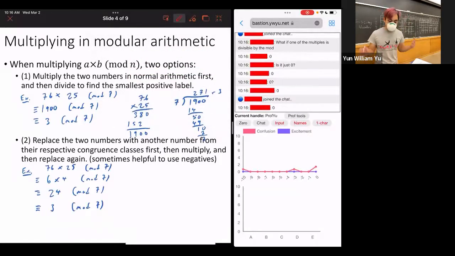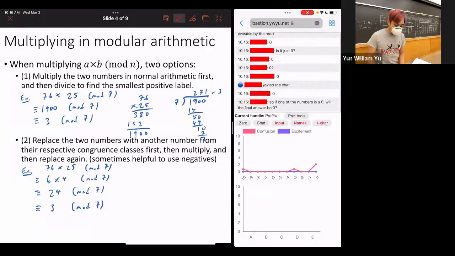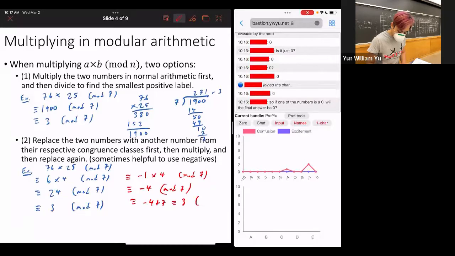Importantly, there are sometimes several different ways of doing this. For example, I could convert this to 6 and 4, but I could have also converted this to -1 times 4 mod 7, because 6 is equivalent to -1. And sometimes it's easier to multiply by -1 than it is to multiply by 6. So then this is equivalent to -4 mod 7. But of course, that's also equivalent to -4 plus 7, which is equivalent to 3 mod 7.